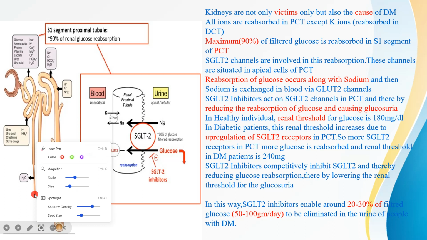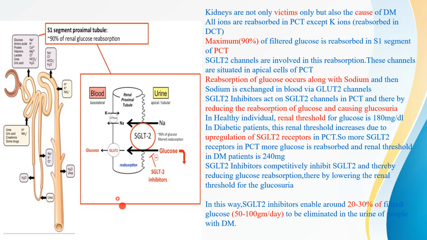Initially we thought that diabetes causes immense damage to the kidneys and kidneys were the victims, but nowadays it has been proved that kidneys are not only the victims but they also have an important role in the pathophysiology of diabetes mellitus.